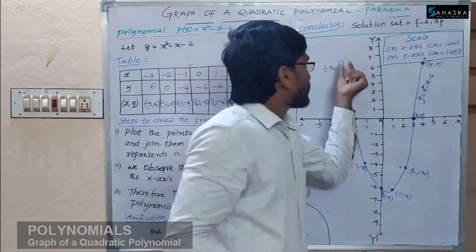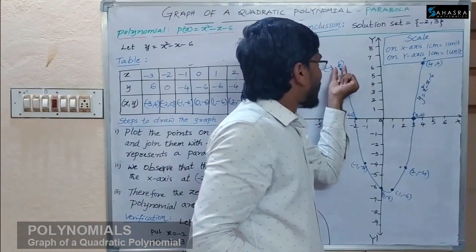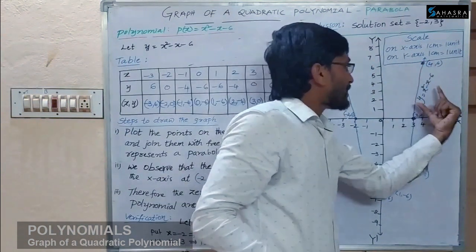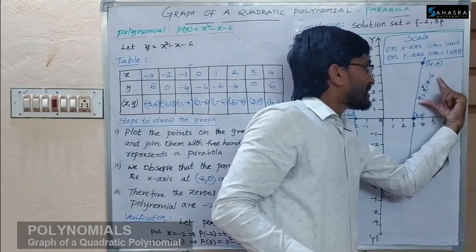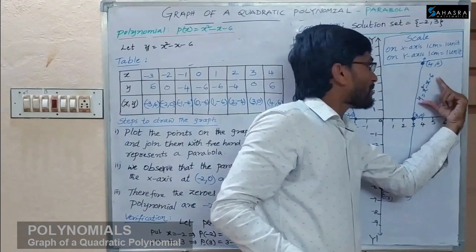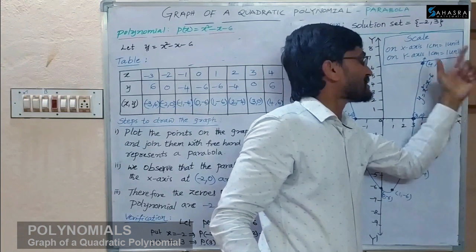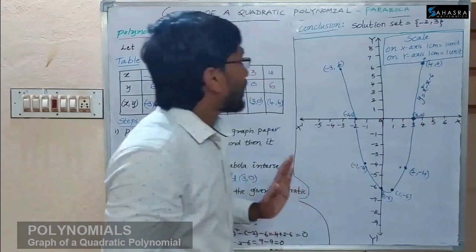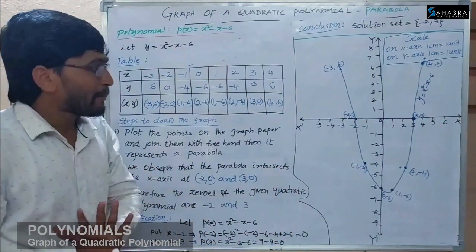And for this polynomial, we have to mention these arrow marks, and we must mention which quadratic polynomial this is: y is equal to x square minus x minus 6. This is the graph of a quadratic polynomial.